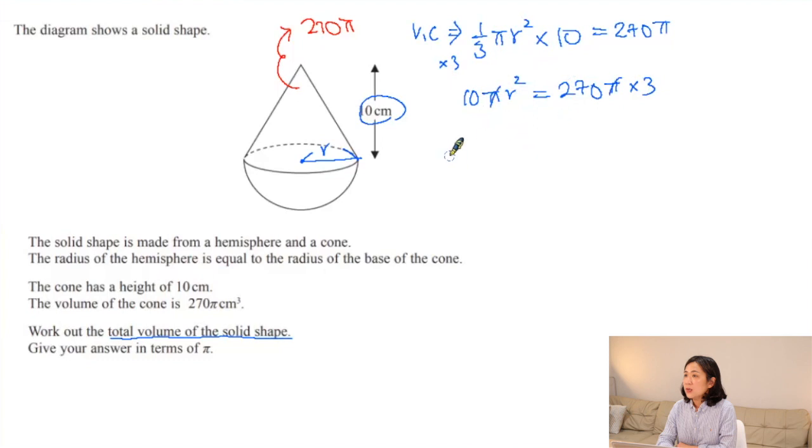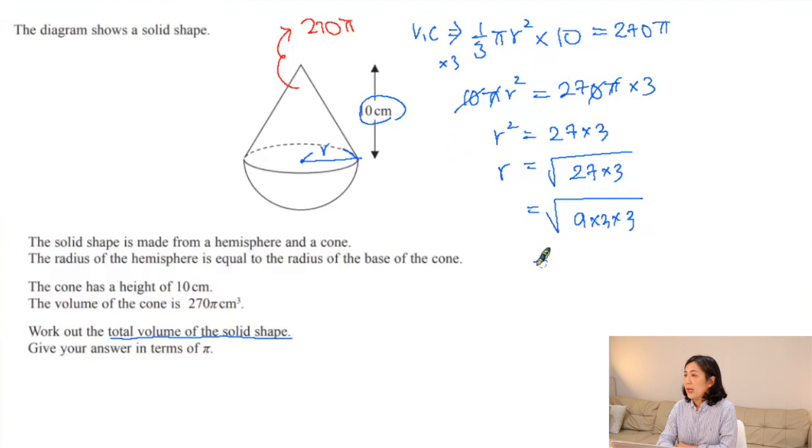Now let's remove the pi. Now let's divide by 10 as well. Then R squared will be 27 times 3. So now the inverse operation of squared will be the root. If you calculate, it's going to be 81, right? So the square root of 81. If you factorize, that is 9 squared. So now we know that R is 9.